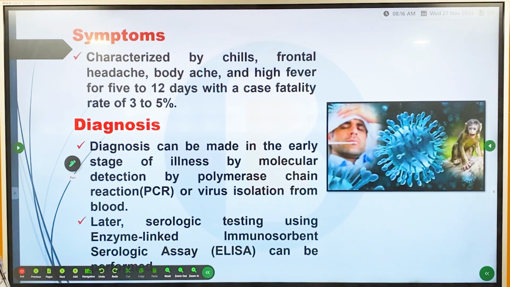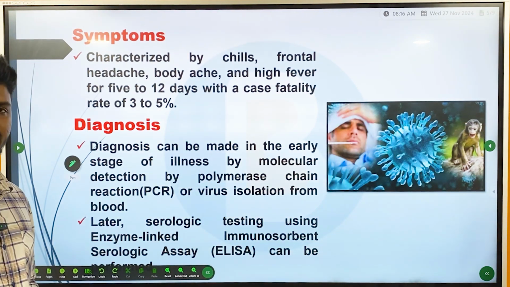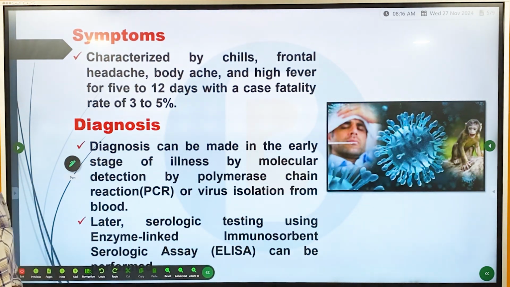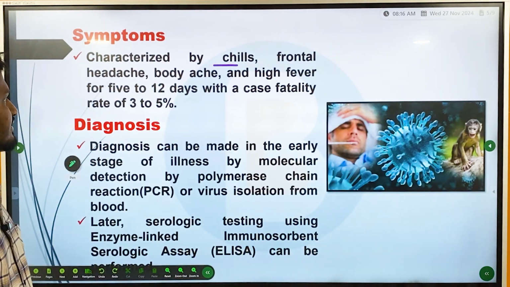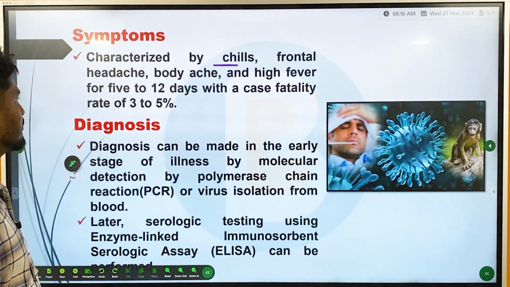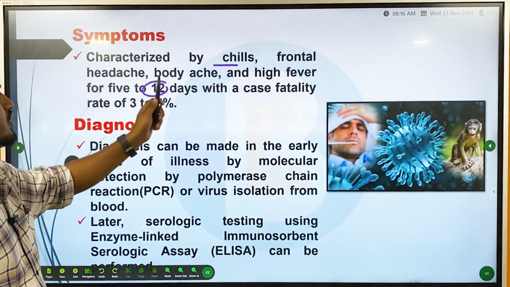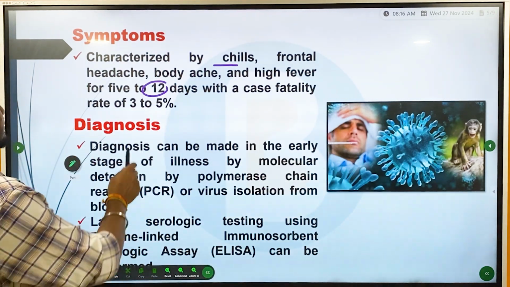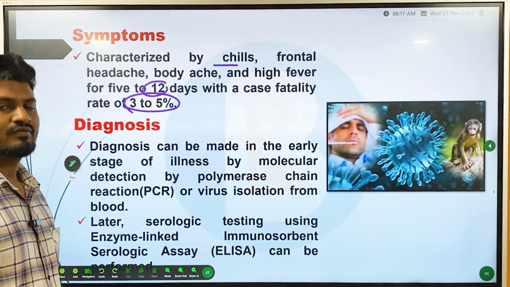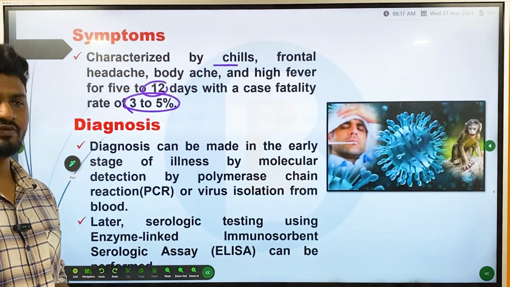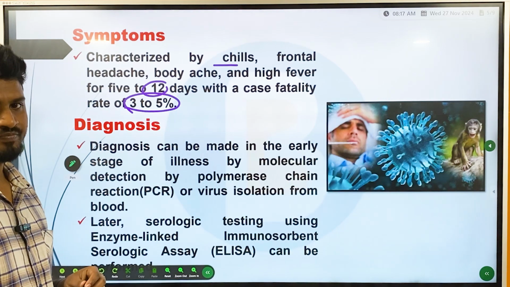And then symptoms. Okay, when you are studying any disease, we have to understand the symptoms. The symptoms for this: it is characterized by chills, frontal headache, body ache, and high fever for up to 12 days, with a case fatality rate of 3 to 5%. Okay, so fatality is less, but the disease is still very significant, and this is still very fatal.